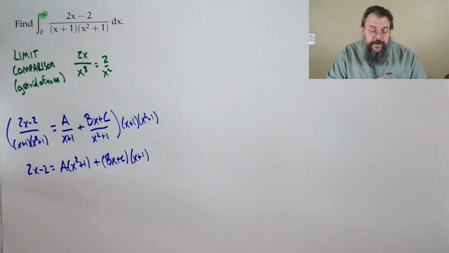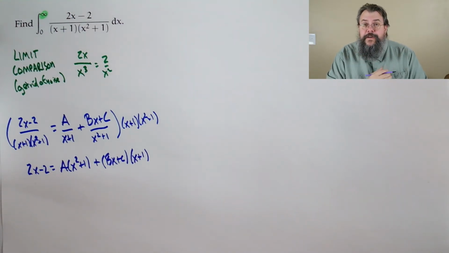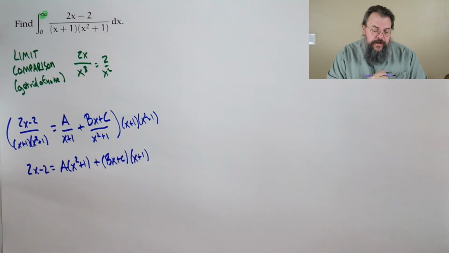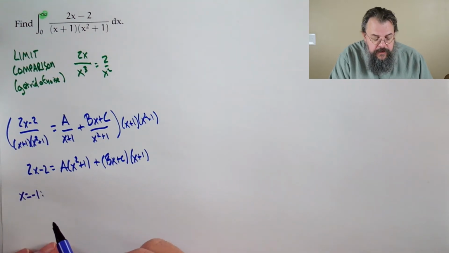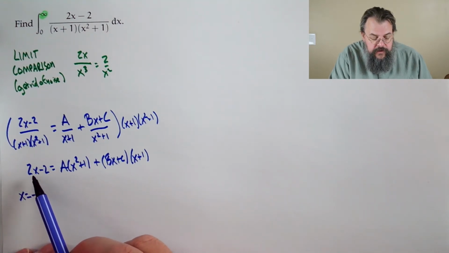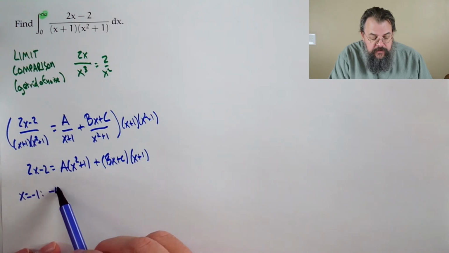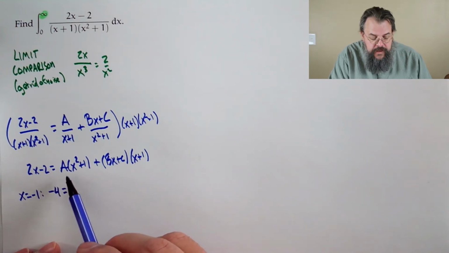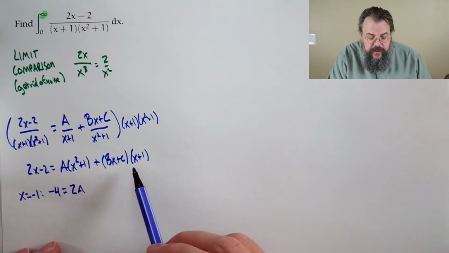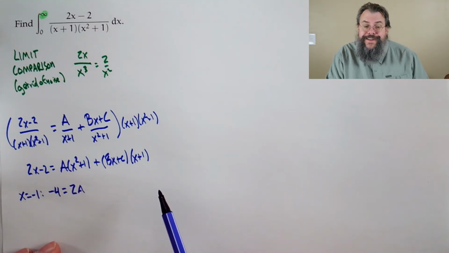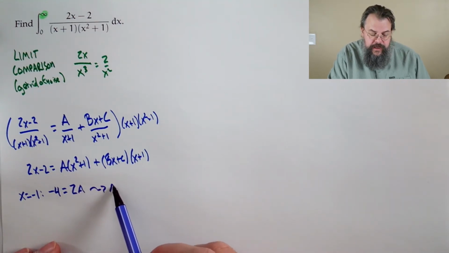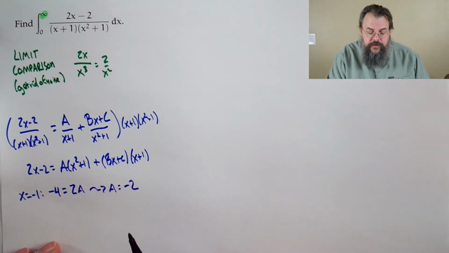All right, well, we now need to start choosing some good values. What are some good values? -1 is a great value. So if we plug in -1, what happens? We get minus 2 is minus 4 equals a times 2, 2a. And then here, because of that x plus 1, when we plug in -1, boom, gone. Perfect. We know that a is -2.